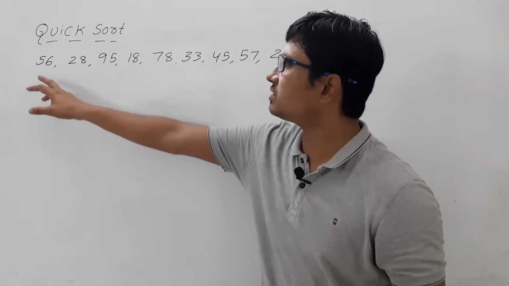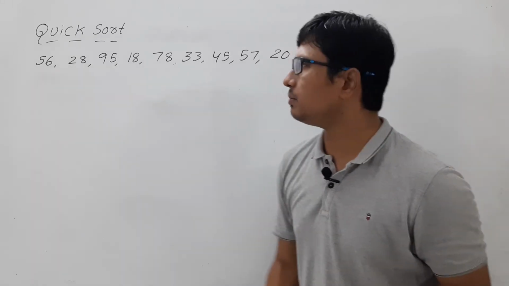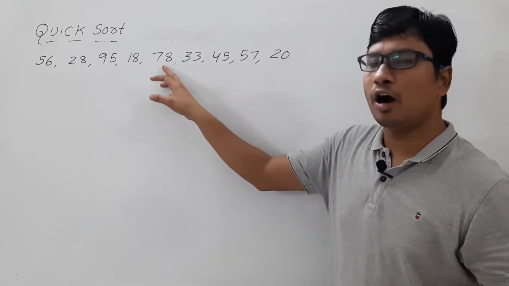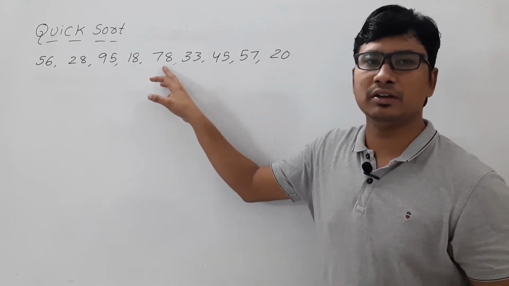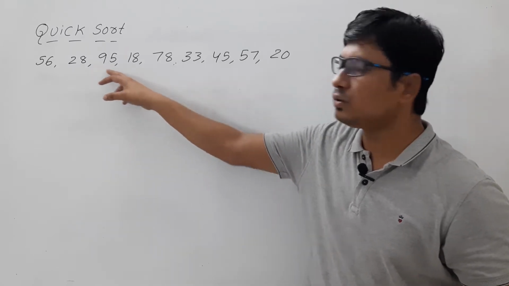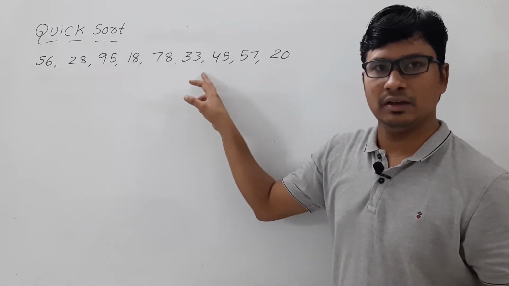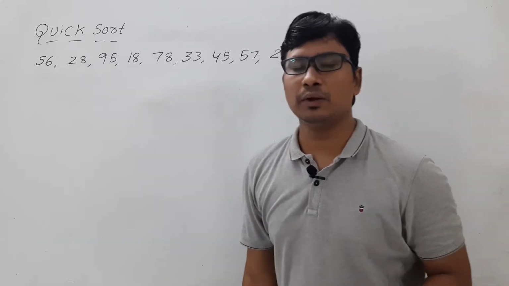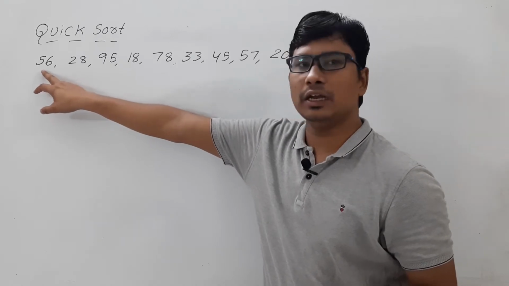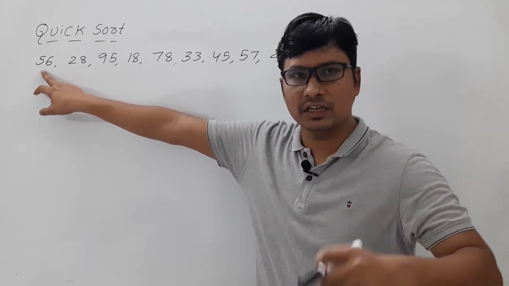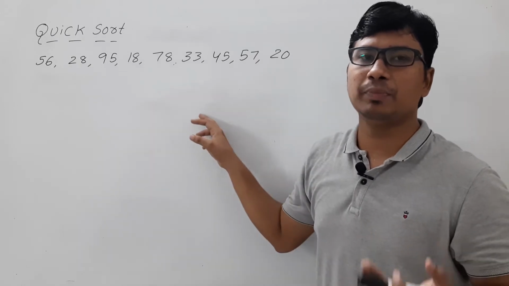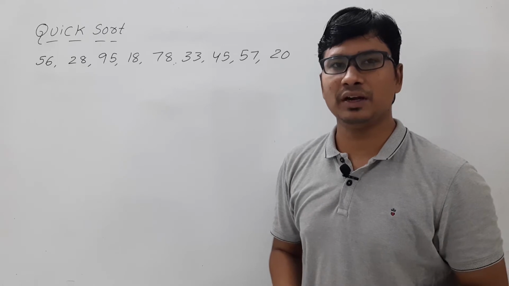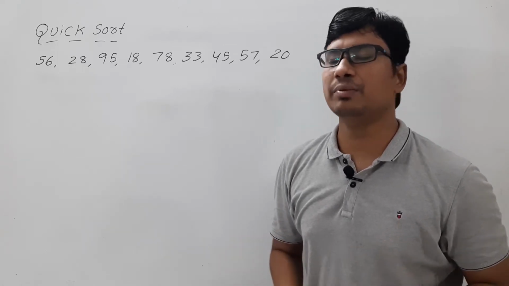You can select the first element of an array as the pivot element, or the last element, or the middle element, or you can select any random value as the pivot element. In this video I want to discuss the pivot element as the first element. If I take the first element as the pivot, then how can we perform quicksort? With this example I will discuss. I request everyone to watch the complete video for better understanding.